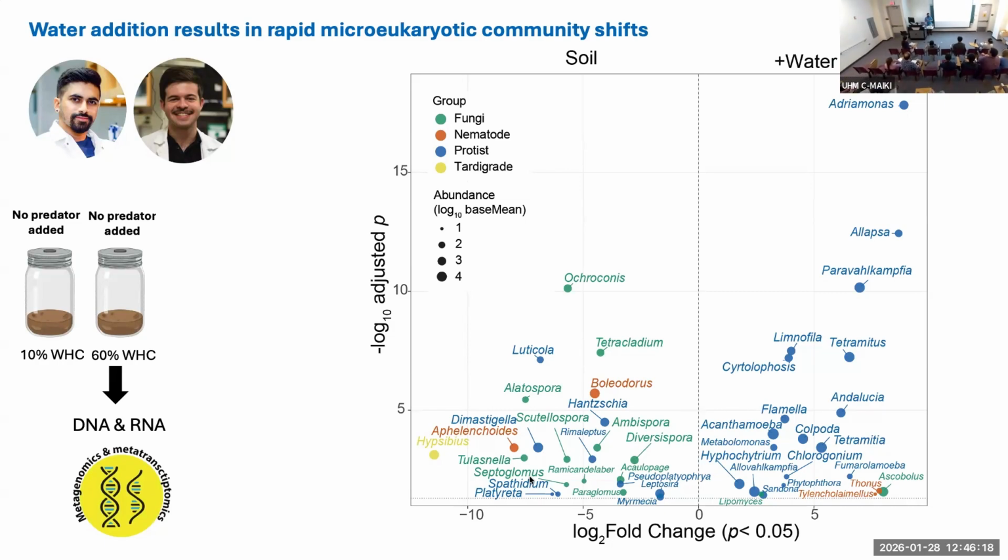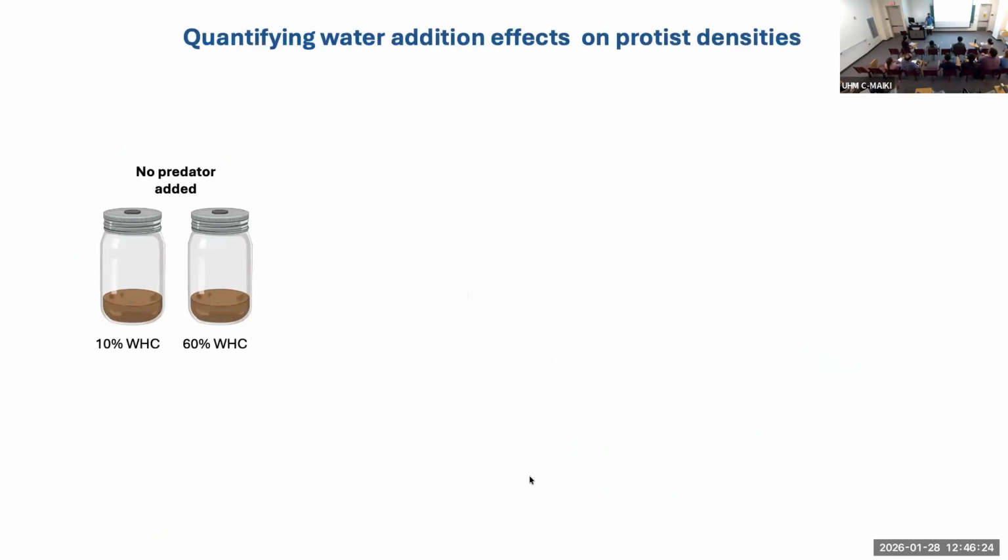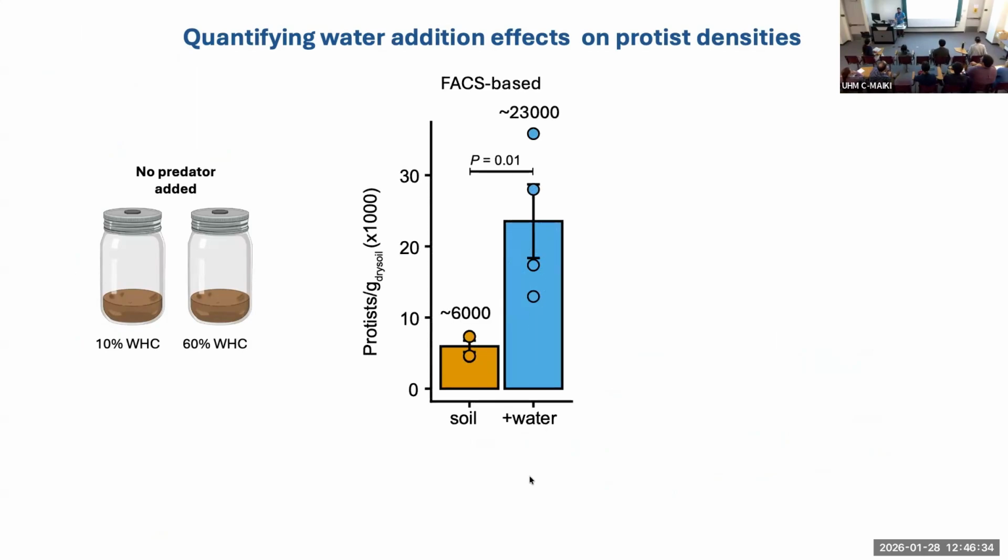You could count if they actually increase in density. Okay, so again, the same experiment. We did cell sorting, as I mentioned to you before, labeled the proteins, extracted the proteins directly from the soil, labeled them, used FACS, and you can see there. When we have our soils at around 10% water holding capacity, we were able to count around 6,000 events for protists. As you add water, we got around 23,000. So there's a significant increase in protist density, just adding water.